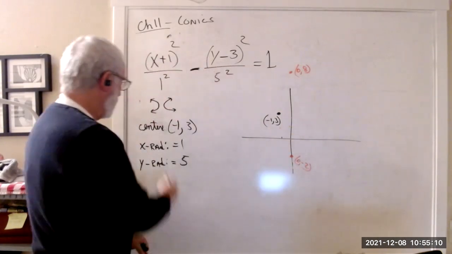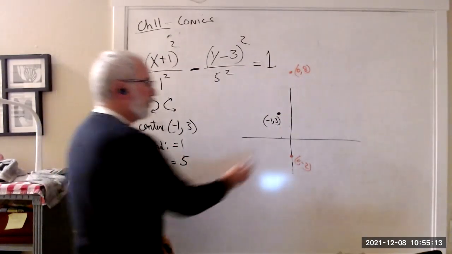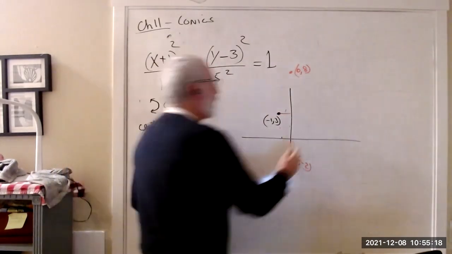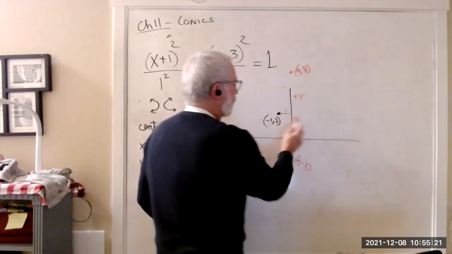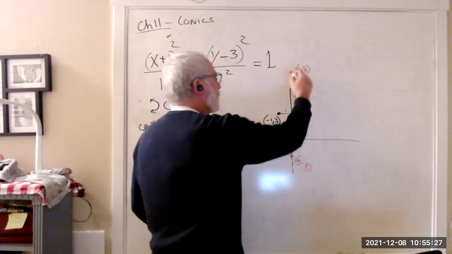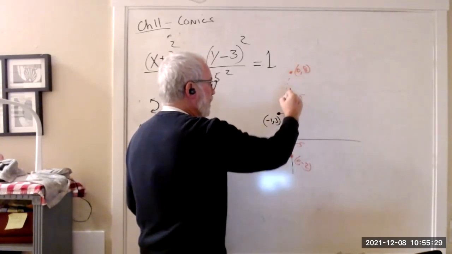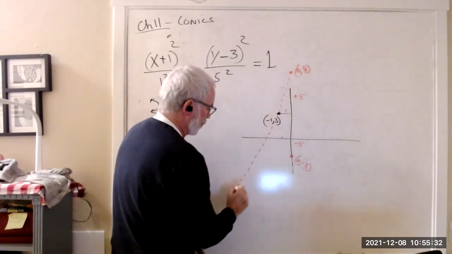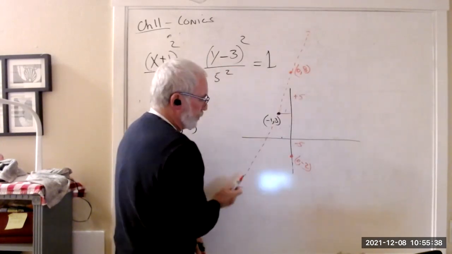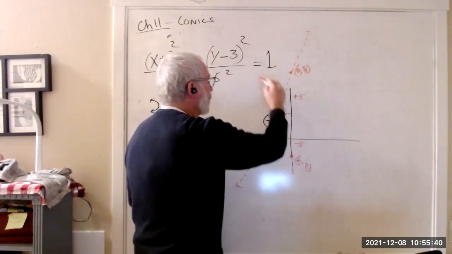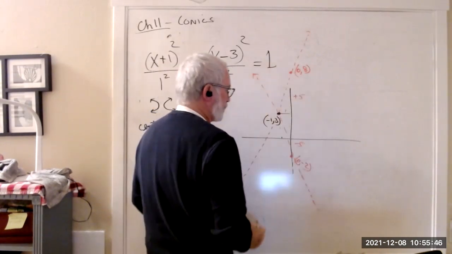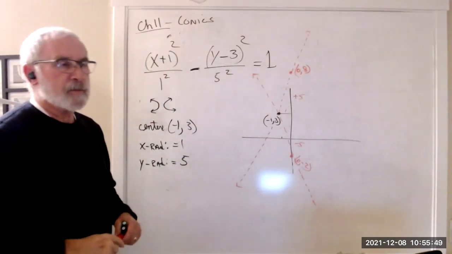So look what I did. I used the X radius is 1, so from the center, I went over 1. And then my Y radius was 5. I go up 5 from here or down 5 from here. What that gives me is the ability to draw lines from those new points through the center. Same thing here, from the new points through the center. Those lines are my asymptote.